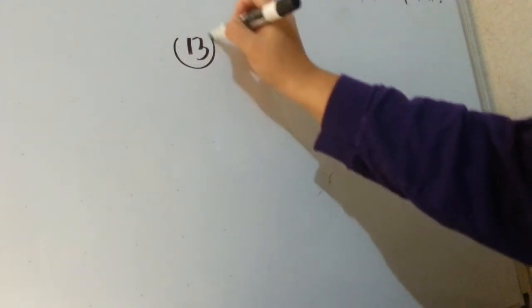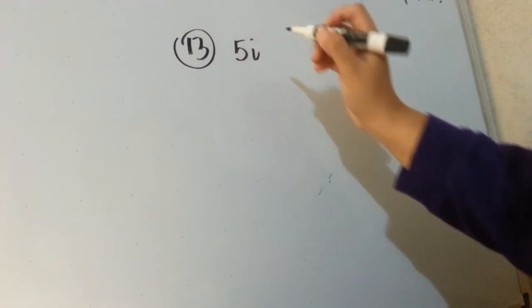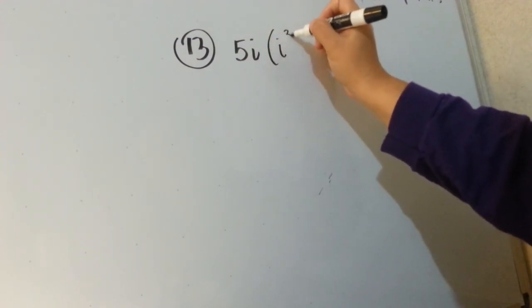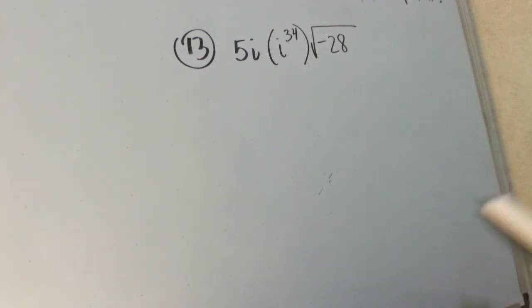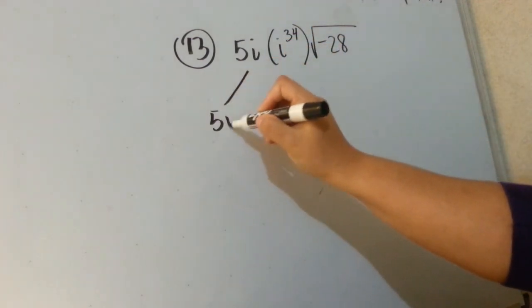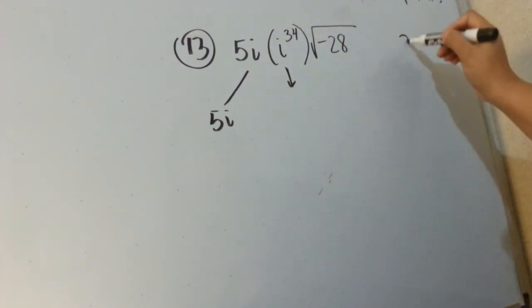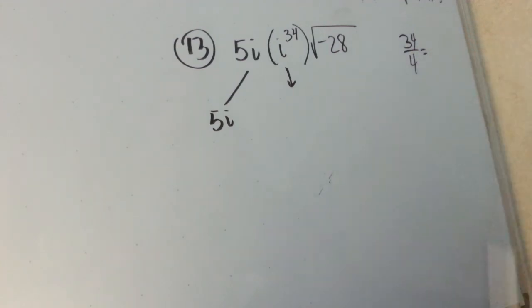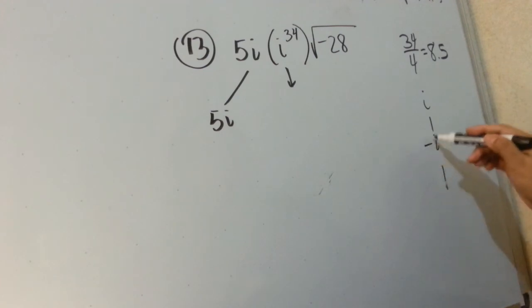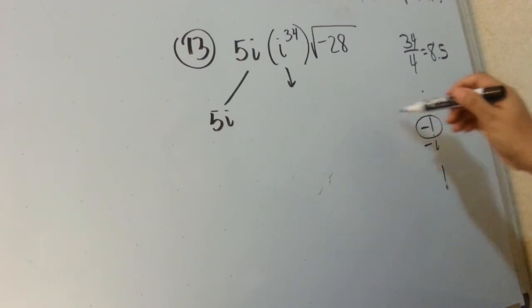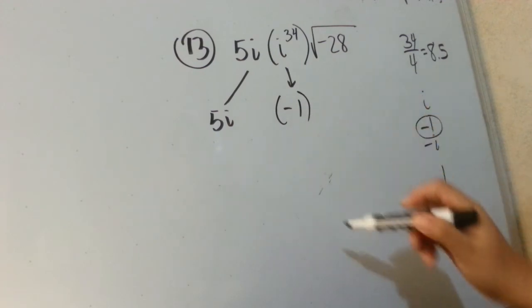13. Alright, so this one you have to simplify one at a time. This is already simplified. This one you've got to take the 34 and divide it by 4. 4 goes into 34 8 times, and you've got 2 left over, so 0.5. And remember, i to the power 1, 0.5 is this one, so this becomes a negative 1.